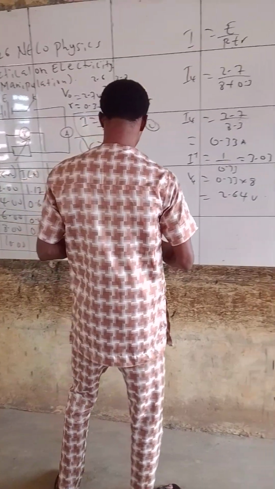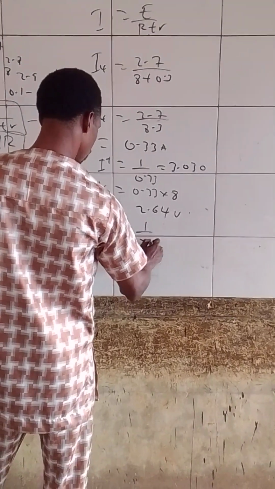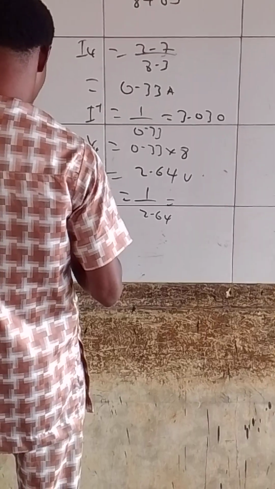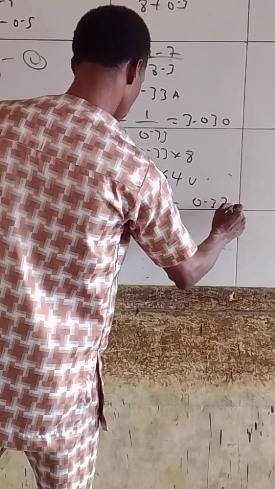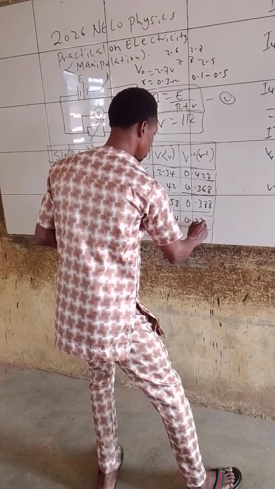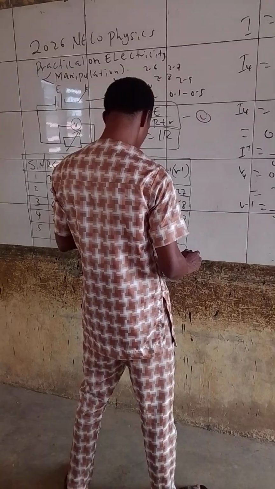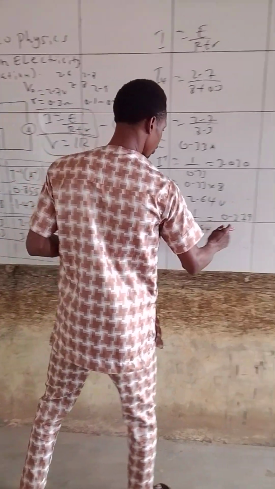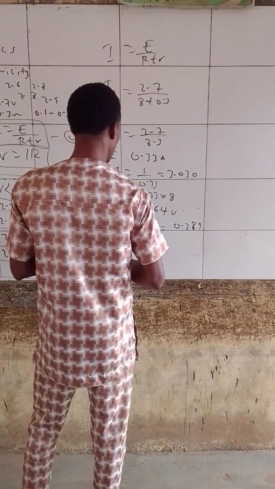2.64 volts. So I'll use my V inverse now, that is the inverse of voltage: 1 over 2.64, which is 1 divided by 2.64. That gives me 0.379. Taking it to 3 decimal places, that is 0.379. That's it.